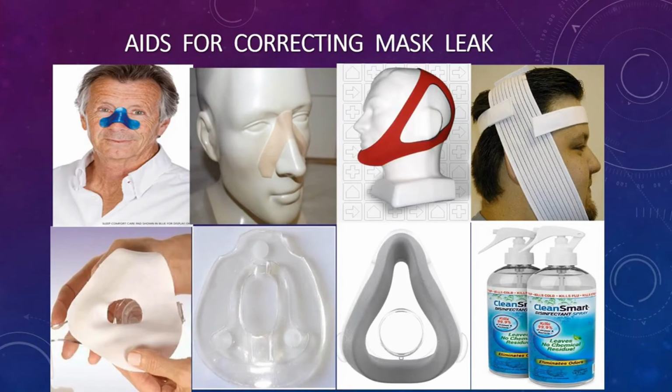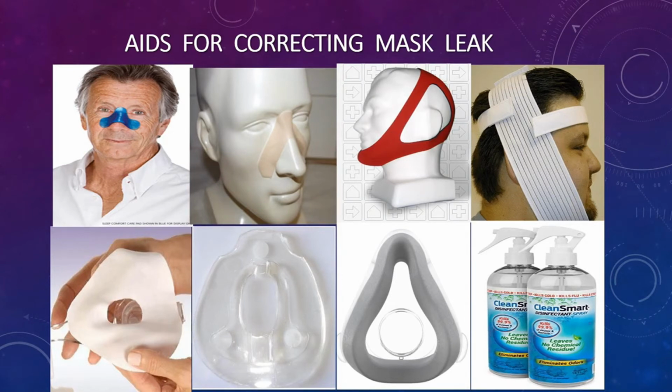The next aid is in the middle. It's the clear mask liner, and it's made out of gel. It seems to work, but I've not seen it used very often. The third picture on the bottom row is another type of cushion. It's made out of foam, and sometimes changing the type of the cushion allows more compression and conformity of the cushion to seal leaks.